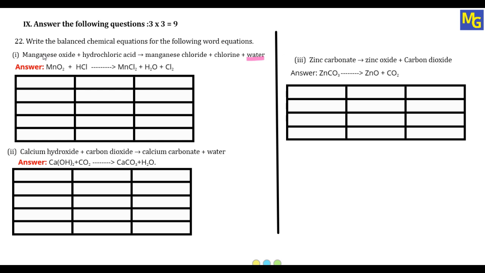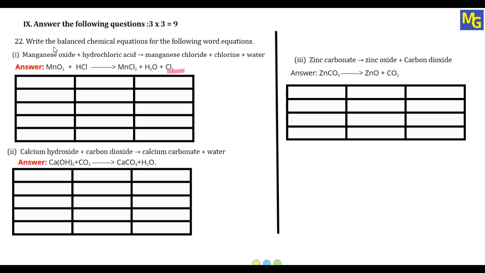So first convert this into its symbols. So manganese oxide means it is MnO2. Hydrochloric acid formula is HCl. When we add these two, we are going to get manganese chloride, MnCl2, then chlorine and water. So here I have written H2O and chlorine, that is Cl2.